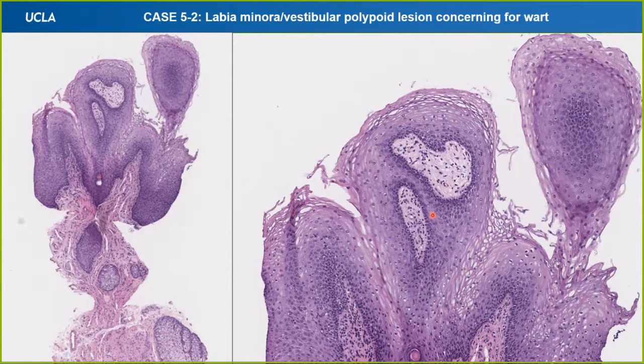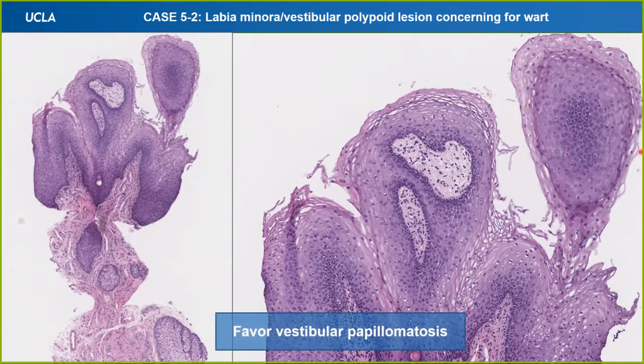So what could this represent? In this case, we do have access to HPV ISH, and because clinically they were very concerned about a wart, and often the clinicians request this ISH, I performed it and it was confirmed to be negative. And what it ended up being, based on clinical description and histopathologic findings, is that this likely represents vestibular papillomatosis.